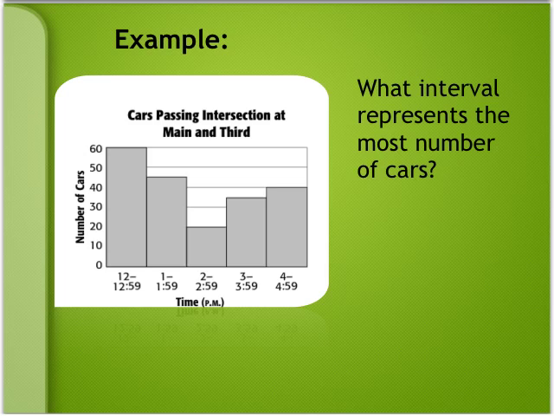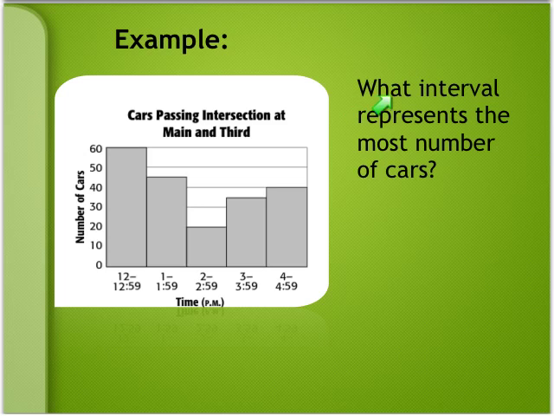All right, this histogram is telling us that the title is The Cars Passing Intersection at Main and 3rd. So it's an intersection somewhere in a town of Main Street and 3rd Street. And it's how many cars are passing it. And here our horizontal axis is our time. So this is 12 to 12:59 p.m., 1 to 1:59 p.m., 2 to 2:59 p.m., 3 to 3:59 p.m., and lastly 4 to 4:59 p.m. And then our vertical axis is the frequency, the number of cars that pass through the intersection during those times.